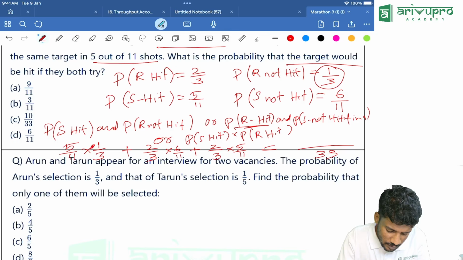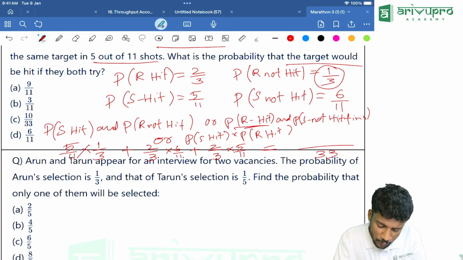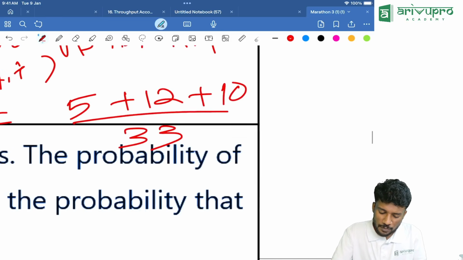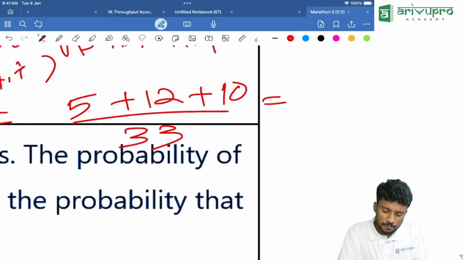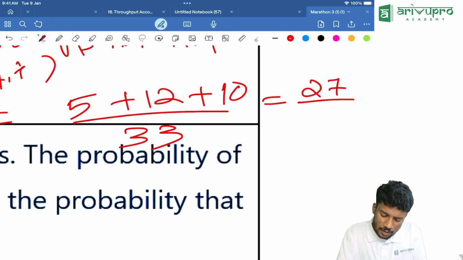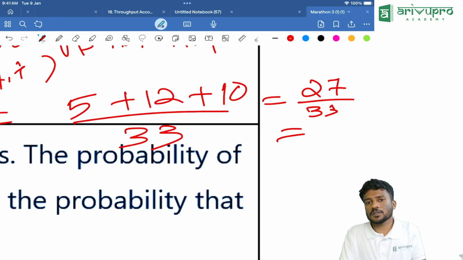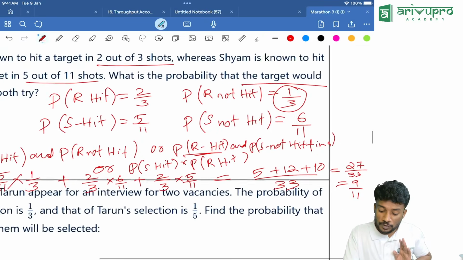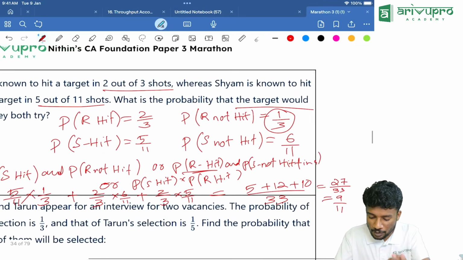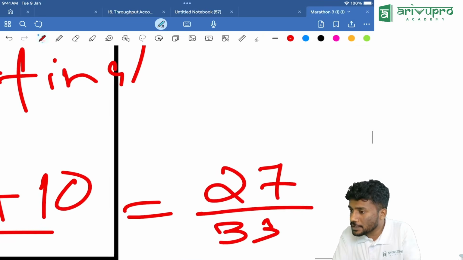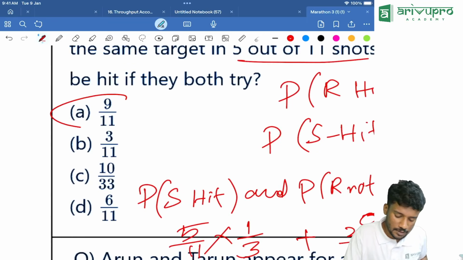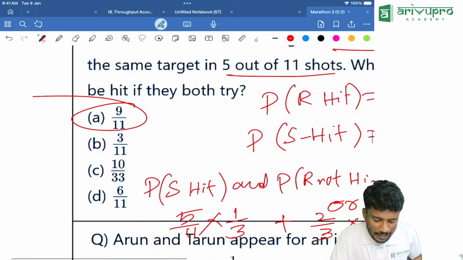So write whatever is remaining. The 5 is remaining. 5 into 1 is 5, plus 2 into 6 is 12, plus 2 into 5 is 10. So what is remaining at the end of the day? That is 27 divided by 33. The common value is 3, so 9 by 11 is remaining. If you don't know how to factorize, you will type the value of 27 by 33 on your calculator, get a decimal, and check which of the options gives you the answer. Answer is Option E, 9 by 11.